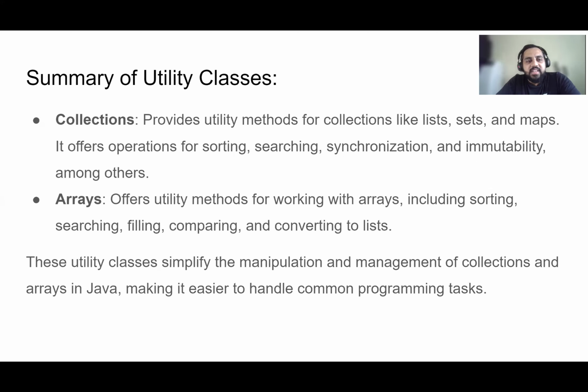So let's see the summary. This utility class is like a tool. Wherever we want, we can make use of this ready-made tool. The Collections class provides utility methods for collections like list, set, maps. It offers operations for sorting, searching, synchronization, that is thread safety, and immutability, meaning we can lock the collection such that no other value can be added to it, among others.